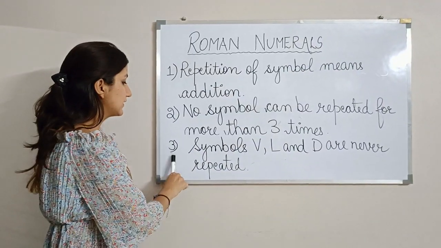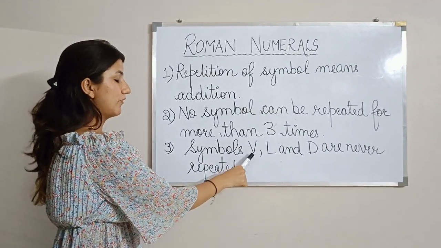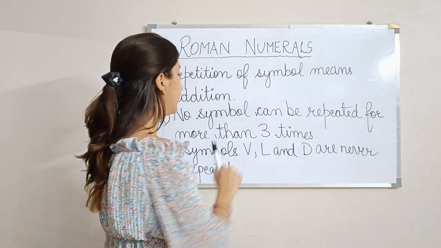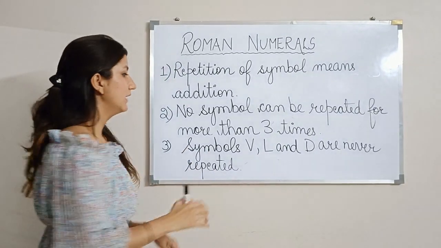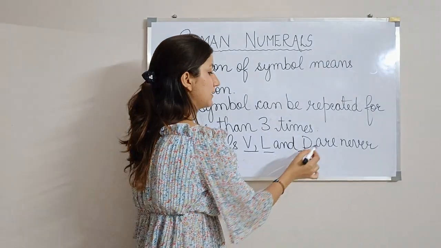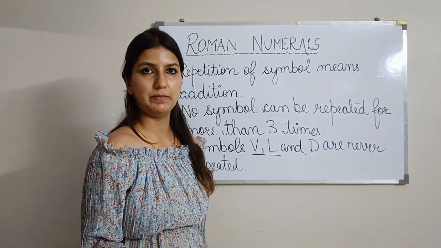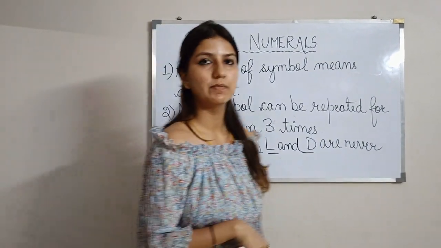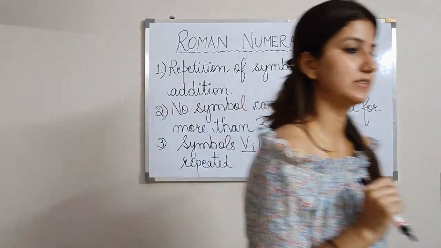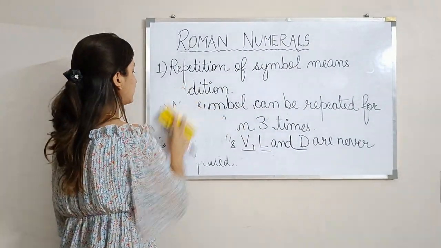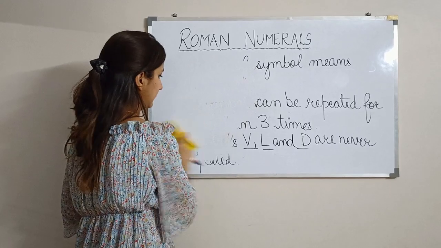Okay students, now our third rule is symbols V, L and D are never repeated. These are the 3 exception symbols that you cannot repeat, not even one time. We have a reason for this. Now let's look at what the reason is.